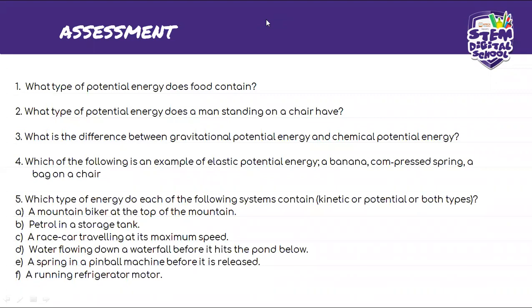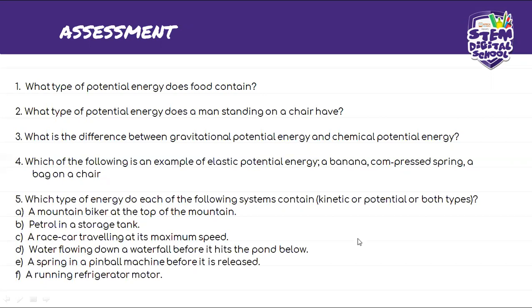All right. Now I have something on the screen for you, and it's assessment. So today we are doing more of the activities so that we will go through this topic very clearly. All right, now let's look at the assessment on your screen. So the first question just needs a one word answer. It says, what type of potential energy does food contain? So you just give your answer.